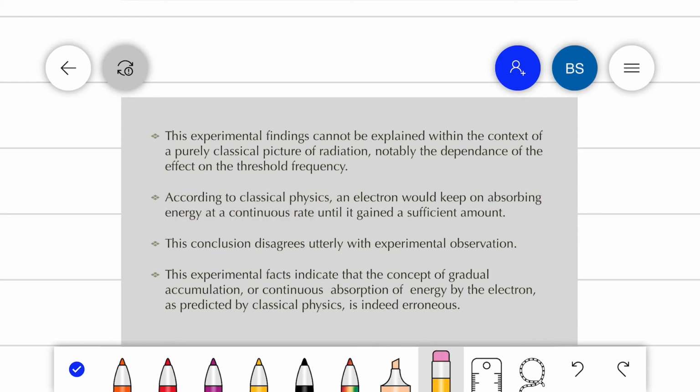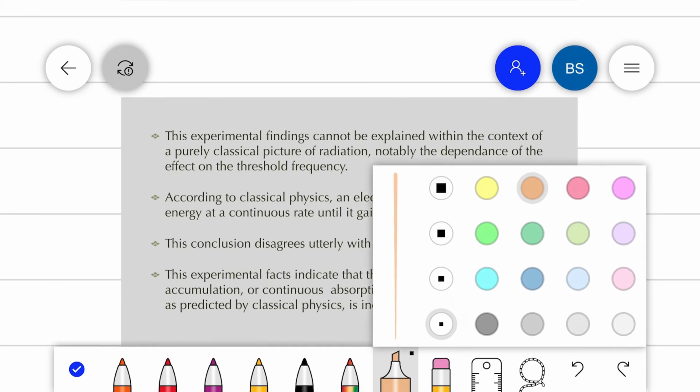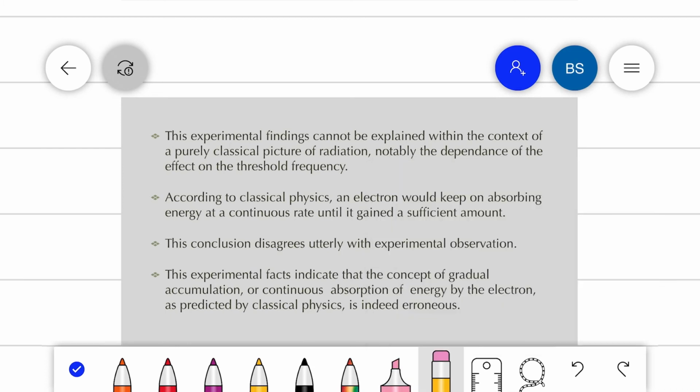Further experiments showed that an increase in the intensity alone cannot eject the electrons from the metal, but by increasing the frequency of the incident radiation beyond the threshold frequency, even at very weak intensity, the emission of electrons starts immediately. So these experimental facts indicate that the concept of gradual accumulation or continuous absorption of energy by the electron, as predicted by classical physics, is incorrect.